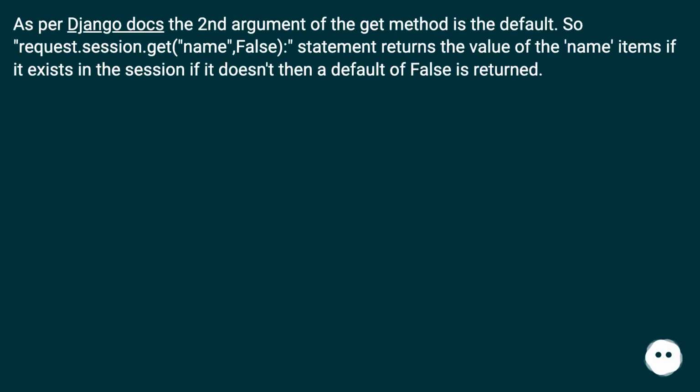As per Django docs, the second argument of the get method is the default. So, the request.session.get('name', False) statement returns the value of the name item if it exists in the session. If it doesn't, then a default of false is returned.